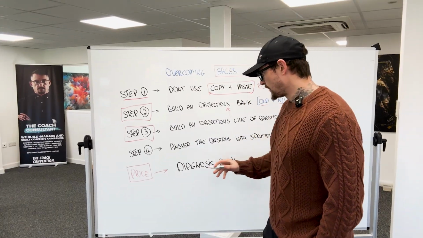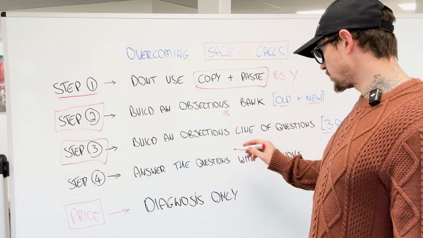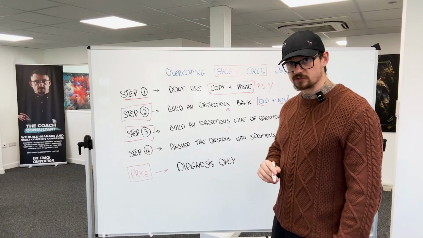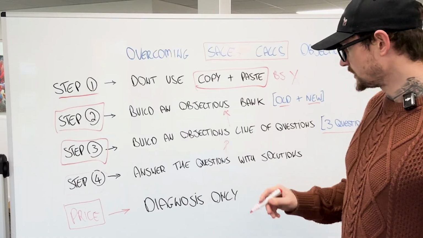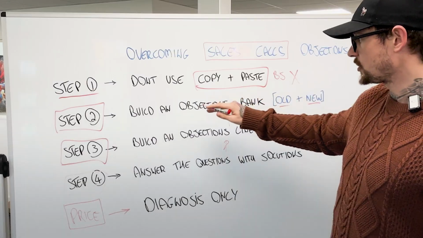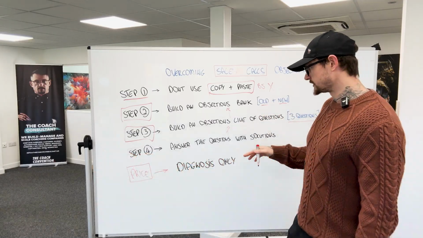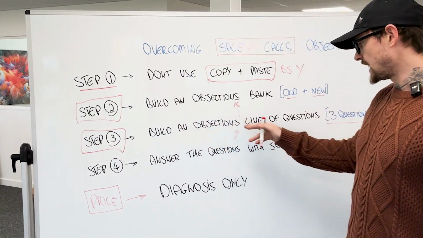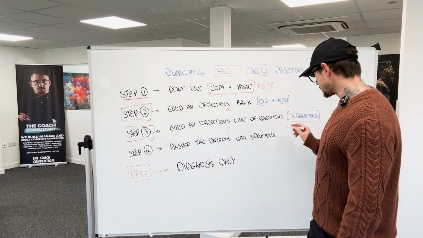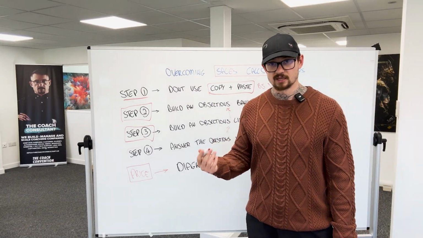From that point, what I want you to do is go into step 4, and that is where you will come in and create a solution for the line of questions, right? So again, at this point, as you can see, you're not using copy and paste techniques, you are creating your objections bank around your old and new acquisition and appointments. From that point, you are going to move into a line of questioning around those individual objections in that bank, looking at a minimum of 3 questions that you ask to find out the deeper meaning.